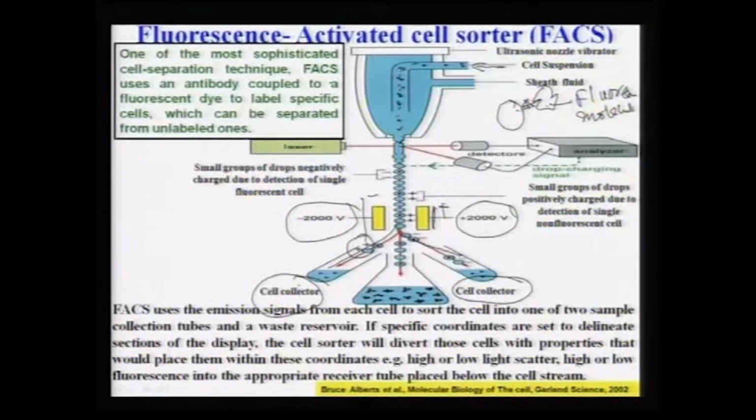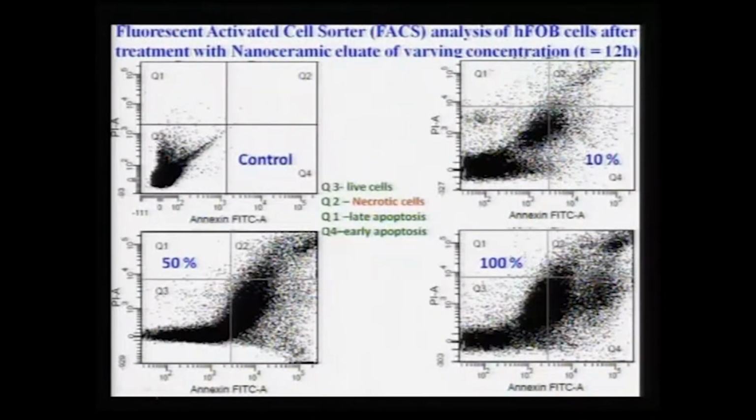Before it is entering this electric field, there is a laser. This laser is focused on the cell stream, and depending on the population of the total cells which are still alive, that population can be detected. This is the typical result. Now, annexin is one of the fluoromolecules, and propidium iodide is another kind of fluoromolecule.